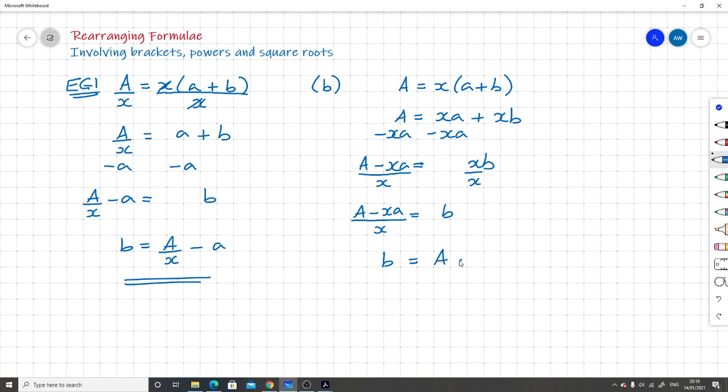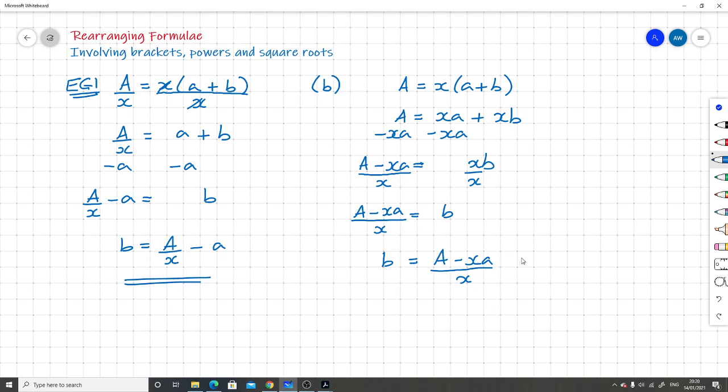We have A minus x a, all over x. So you could leave it like that. B is the subject, and if you knew capital A, the value of little a, and the value of x, you could still work out b quite easily using that formula there. But it is the same as this if you think about it.